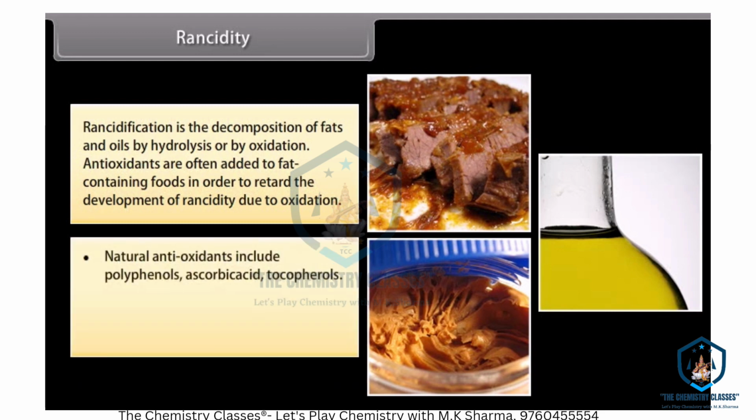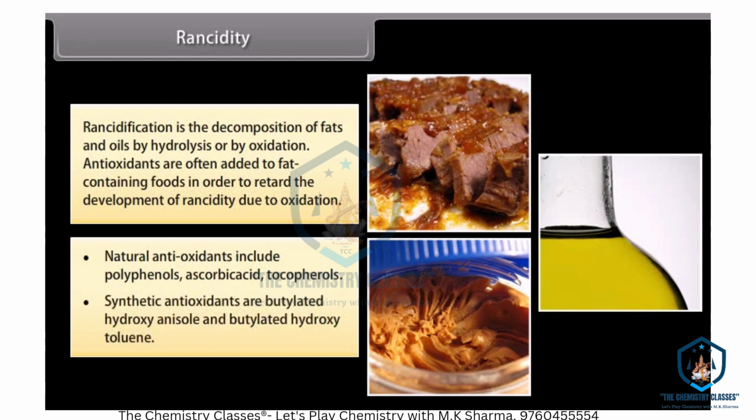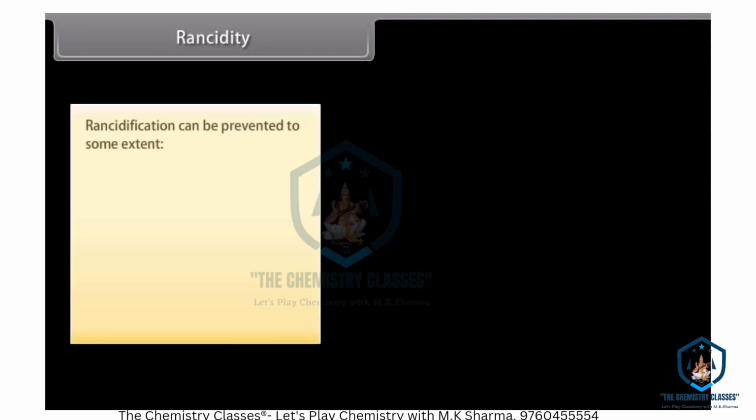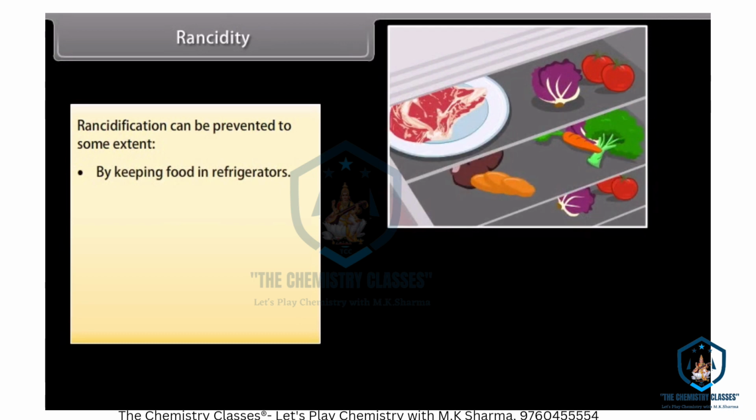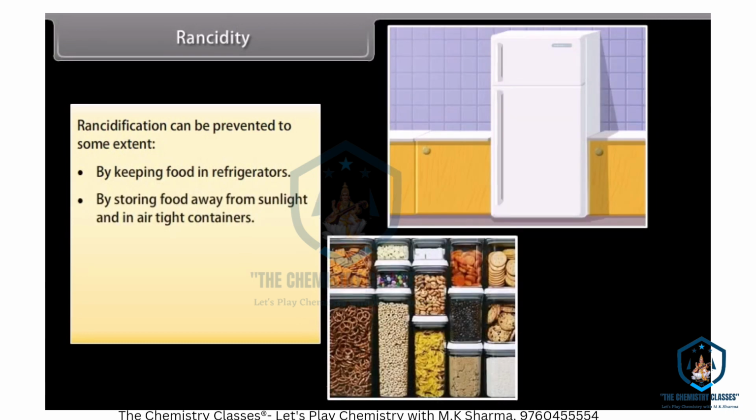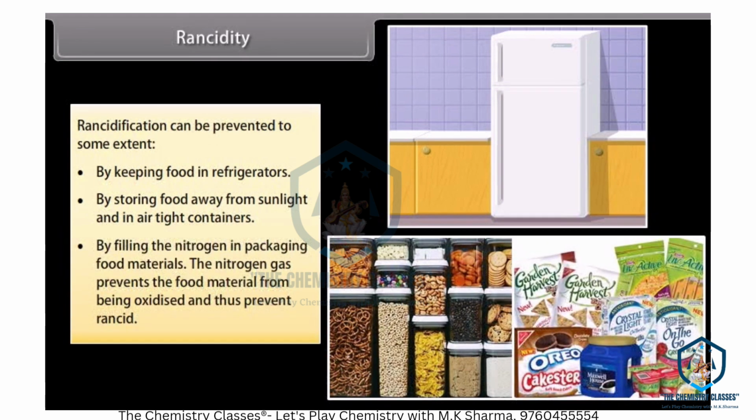oxidation. Natural antioxidants include polyphenols, ascorbic acid, tocopherols. Synthetic antioxidants are butylated hydroxyanisole and butylated hydroxytoluene. Rancidification can be prevented to some extent by keeping food in refrigerators, by storing food away from sunlight and in airtight containers, by filling nitrogen in packaging food materials. The nitrogen gas prevents the food material from being oxidized and thus prevents rancidity.